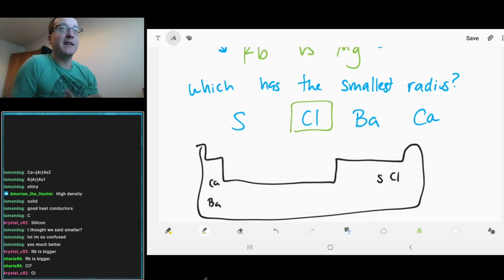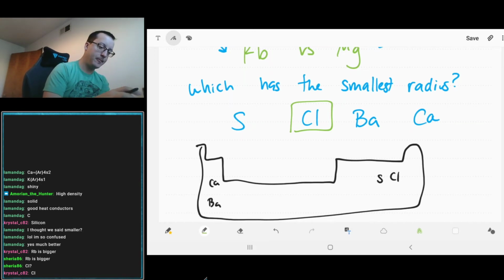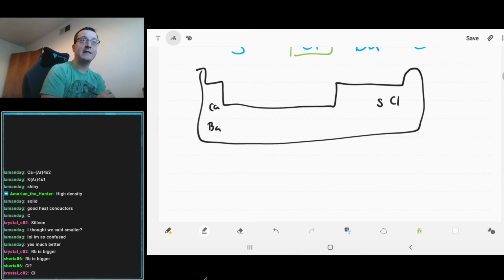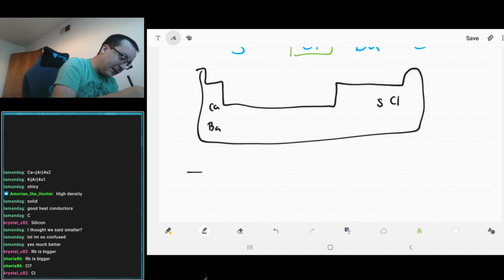And so this could be something that I could ask you on an exam. I could ask you to compare a couple of things and ask you which one's the smallest one, which is the biggest one, whatever, something like that. Okay? So that is the trend on size. All right, let's talk about one now called ionization energy.